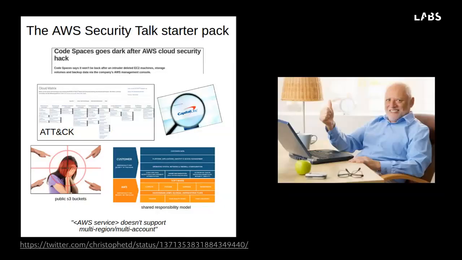So I saw this tweet while we were preparing for this workshop, which I thought was pretty apt. An AWS Security Talk starter pack, and several of the things on this list we are inevitably going to cover off. So talk of public S3 buckets, the shared responsibility model, and attack, and indeed Capital One are all kind of things that we might touch upon. So hopefully we've gone through the right motions there.